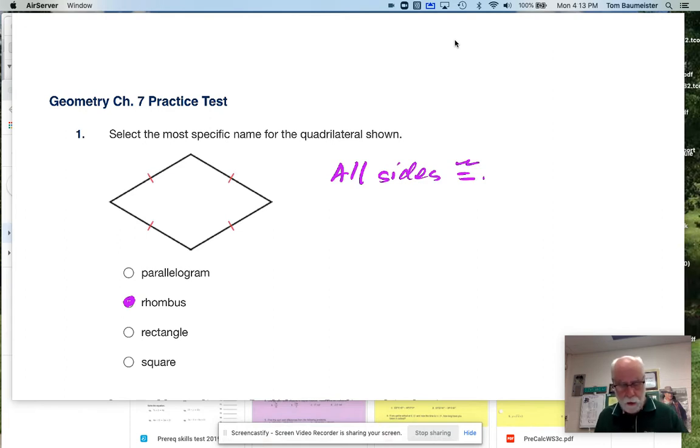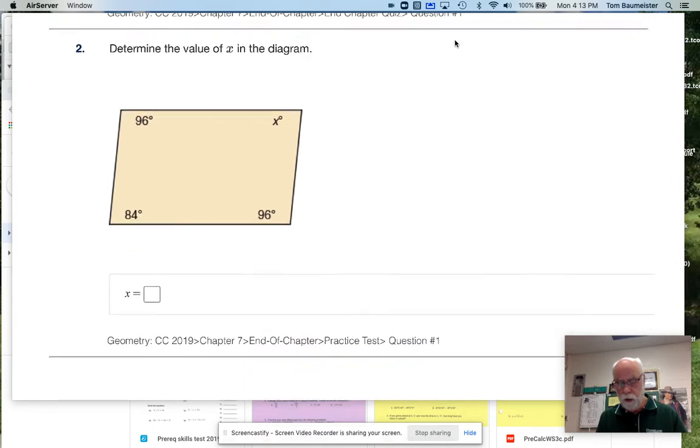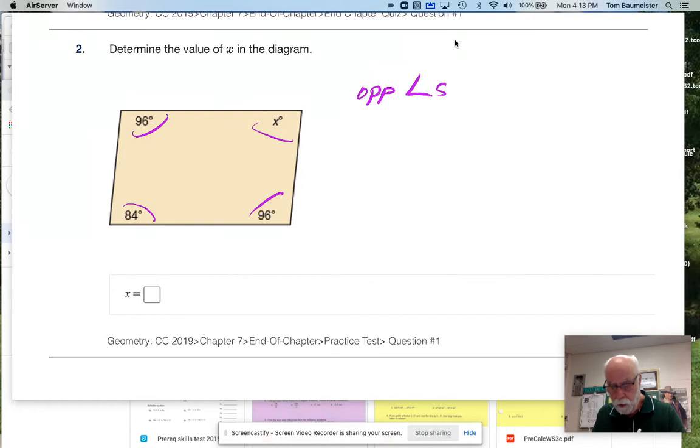All right, the second one states, determine the value of x in the diagram. Well, again, they're telling us that those two are the same. All right, so then these two have to be the same to make it a parallelogram. So opposite angles are congruent. So then we know x has to equal 84.